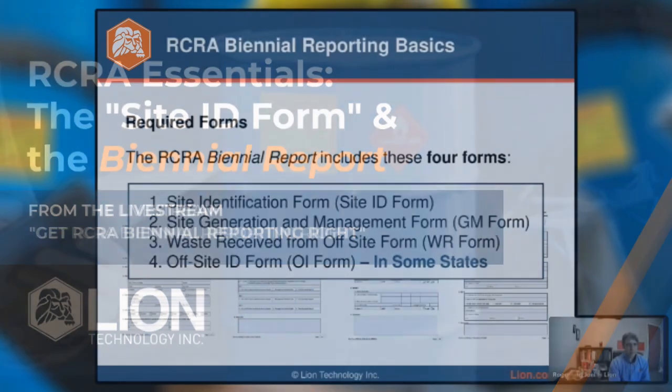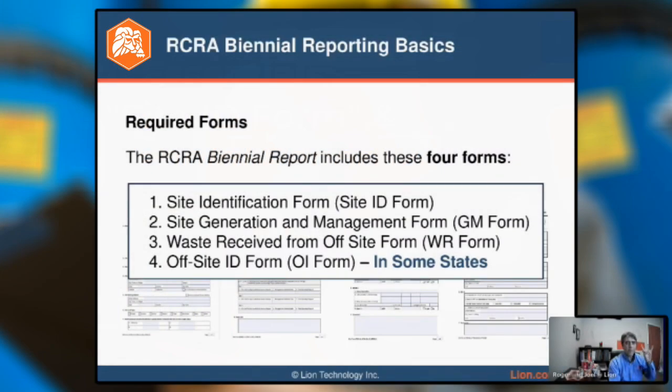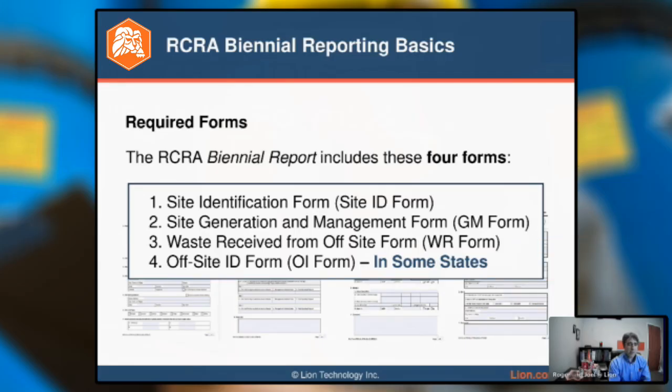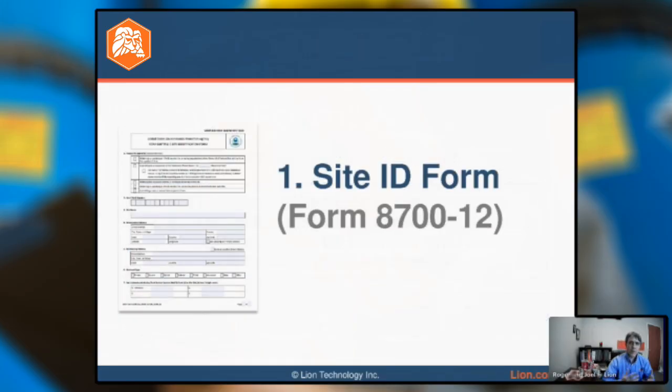The biennial report is actually made up of 4 forms. Some of these forms you might have to fill out, some of them you might not. We'll talk about who has to fill them out and who doesn't. The first form, which everyone is definitely going to fill out, is called the Site Identification Form, or the abbreviated Site ID form. So let's take a closer look.